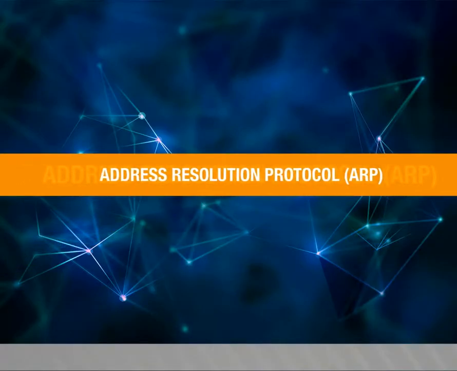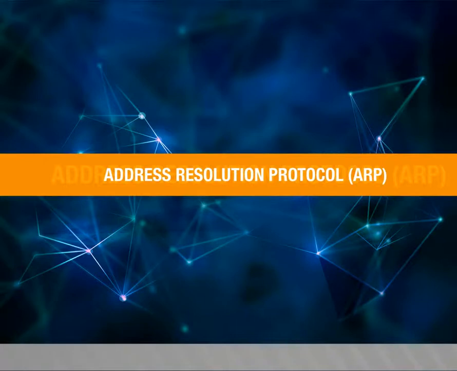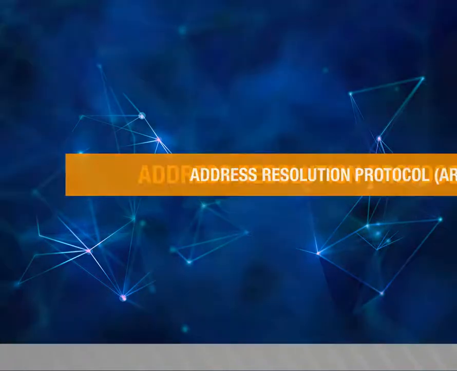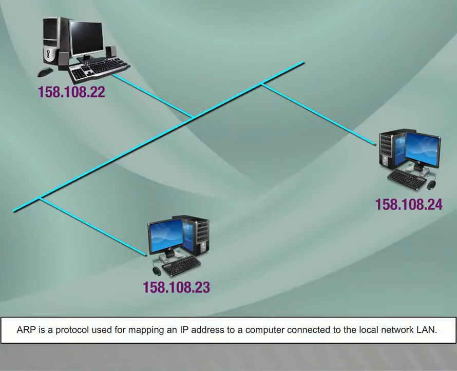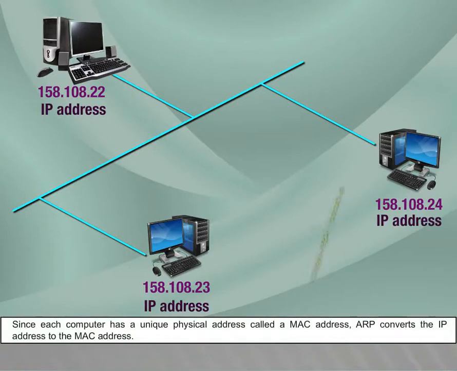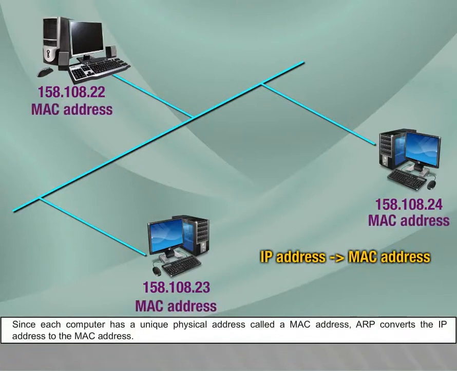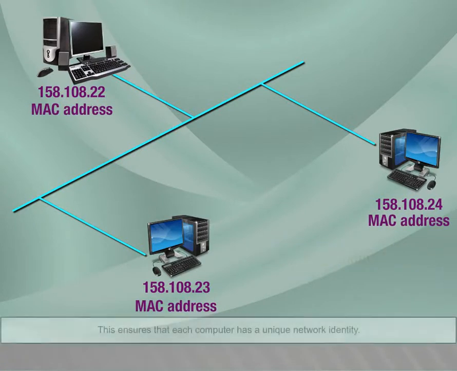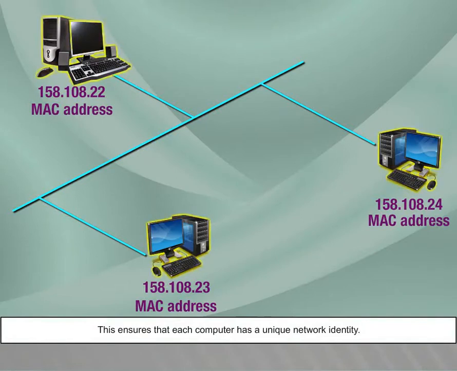Address Resolution Protocol (ARP). In this video, we are going to see about Address Resolution Protocol (ARP). ARP is a protocol used for mapping an IP address to a computer connected to the local network LAN. Since each computer has a unique physical address called a MAC address, ARP converts the IP address to the MAC address. This ensures that each computer has a unique network identity.